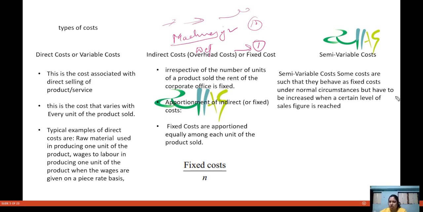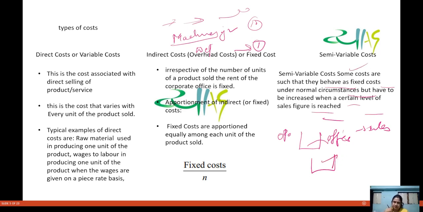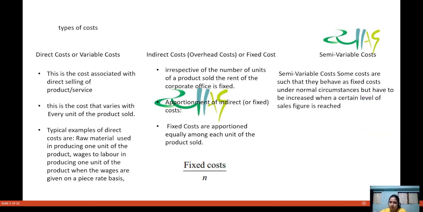Now what is semi-variable cost? Semi-variable costs are some costs that behave as fixed costs under normal circumstances, but have to be increased when a certain level of sales figure is reached. For example, you have the rent of this office. Now the sales has increased and you want to increase production, so you rent another office. This is semi-variable cost because it comes after a particular level of sales figure is reached. So I think now everybody will be clear with this. Now let's move forward a bit.